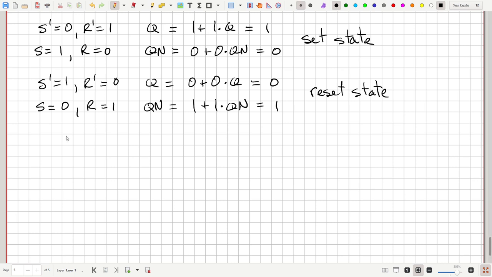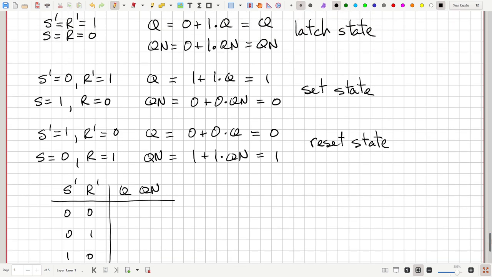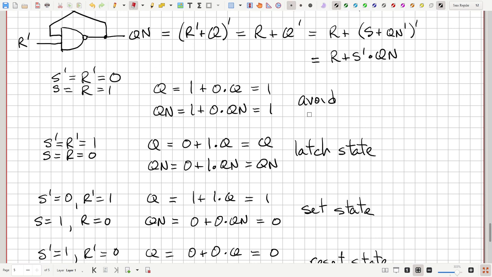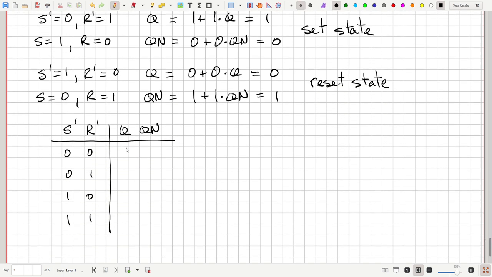Okay, so in terms of S prime and R prime, or S bar and R bar, the Q and QN outputs are, so let's just go through all the possibilities: 0,0, 0,1, 1,0, and 1,1. For 0,0, that was up here, that was the avoid state. They both went to a value of 1. For 0,1, here that was the set state, and Q was 1 and QN was 0. And for 1,0, that was here, that was the reset state, and Q and QN have the value 0 and 1.